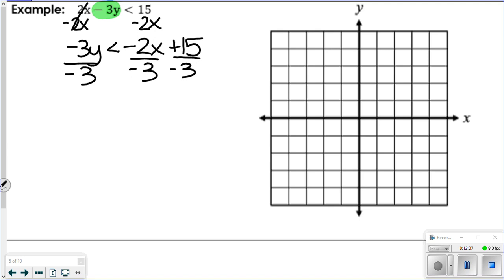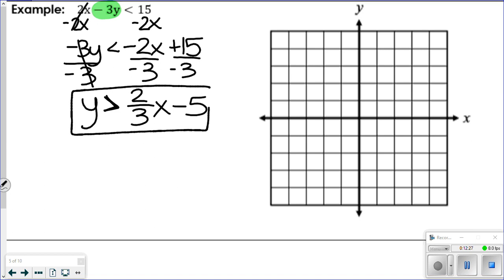And we should be saying alert, alert. If we divide by a negative, my inequality symbol has to flip and go the other direction. These cancel. 2 negatives give me a positive 2/3 slope. And 15 divided by -3 is -5. And now we can graph this. So I've put the inequality in slope-intercept form. I flipped my inequality symbol because I divided by a -3.